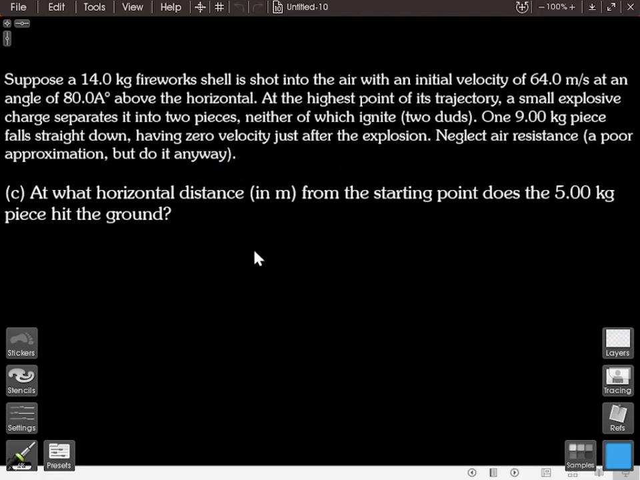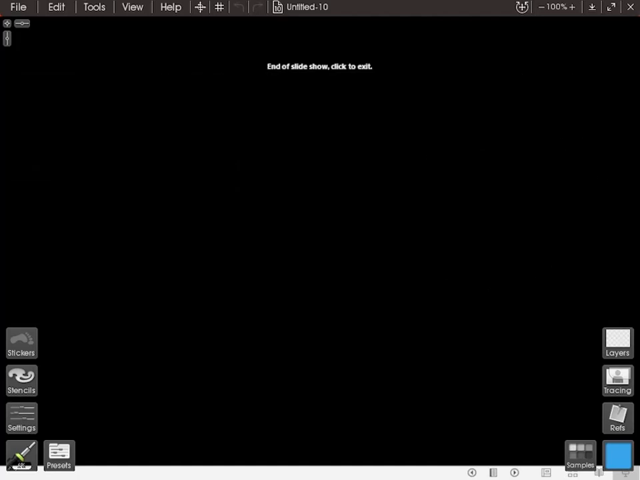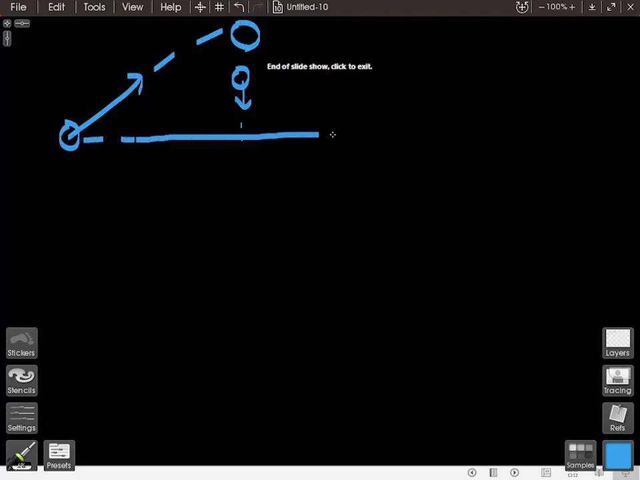So in part C, they want to know at what horizontal distance in meters from the starting point the 5 kg piece hits the ground. Now this is a conceptual and very nice question. Let's solve it. So we learned that the shell is fired. It explodes into two pieces at the highest point. The bigger piece falls straight down, and the smaller piece will continue.